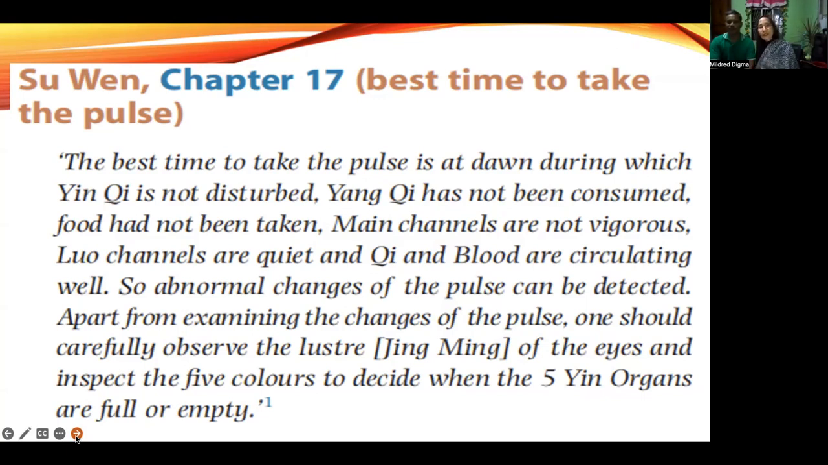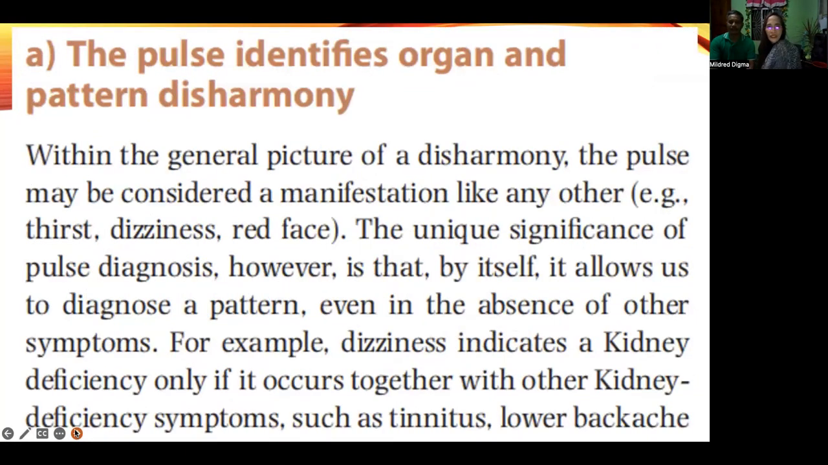So abnormal changes of the pulse can be detected apart from examining the changes of pulse. One should carefully observe the luster, jingshen of the eyes, and inspect the 5 colors to decide when the 5 organs are full or empty. So pag nagpa-pulse tayo, pati yung mata ng pasyente natin ay titingnan din natin. Kasi nakikita din doon yung internal organ.